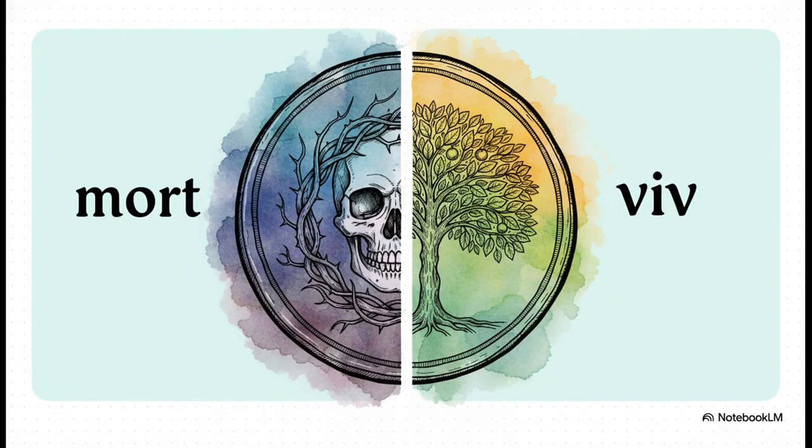Language loves to find a good balance. And so, the root for death, mort, has this perfect partner, the Latin root for life, viv. It's why we describe ourselves as mortal beings, but we're always looking for vital experiences. These two ancient roots, they just work together, kind of like two sides of the same coin, to talk about what it means to be human.